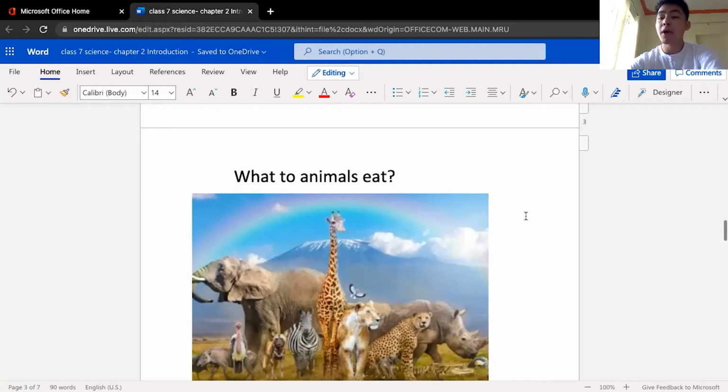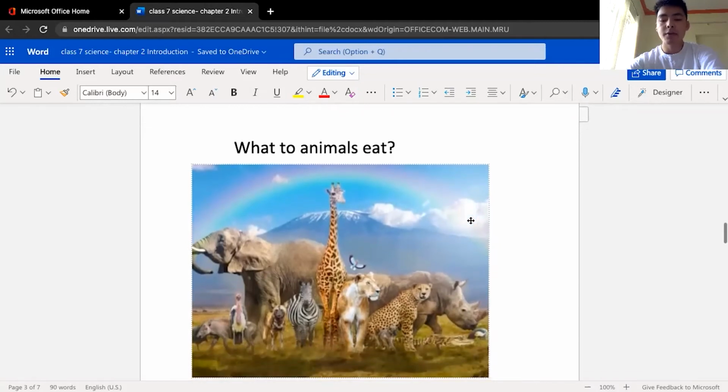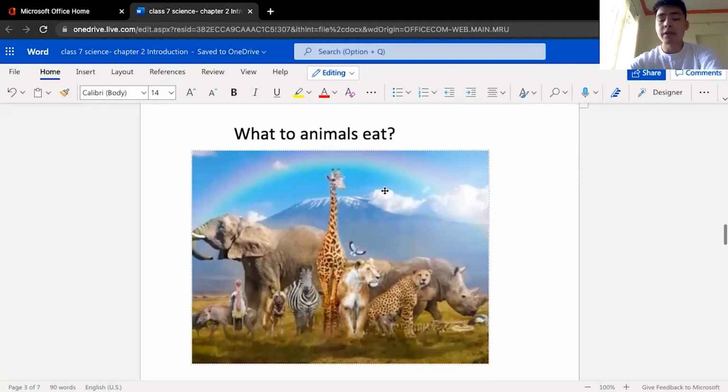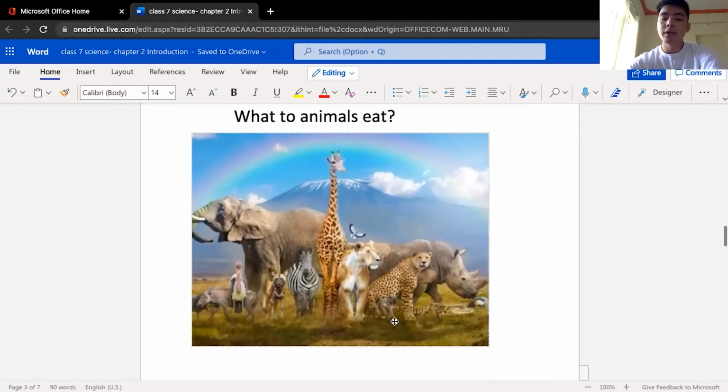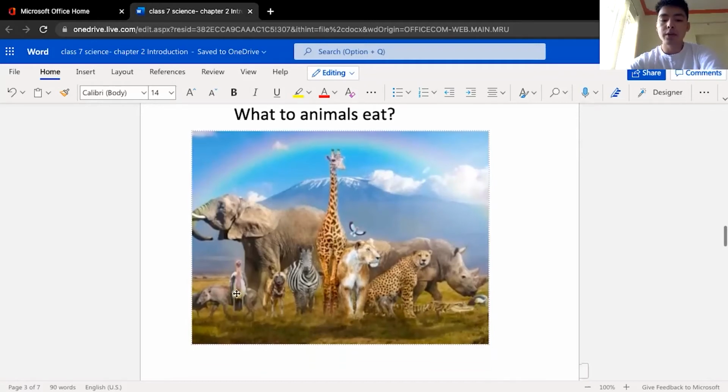So we can see more like this in the upcoming chapter. Okay, so starting with what do animals eat. So you can see animals means there are plenty, or like, should I say, a plethora. So the last species has just the vulture, hyena. Elephant, giraffe, lioness, cheetah, rhino, yeah.